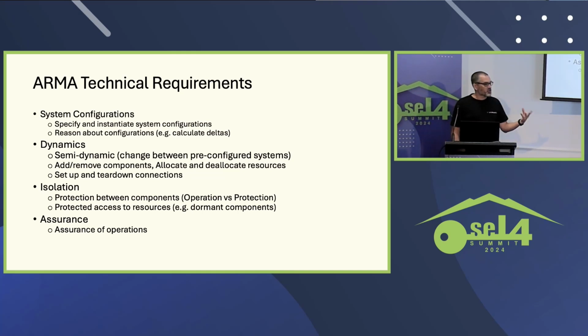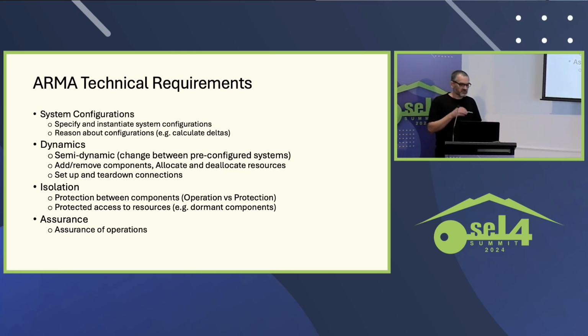So we want to be able to add and remove components and do the resource allocation and deallocation that requires, right? When we're adding an application, we need to allocate a whole bunch of resources for it. When we remove it, we need to take those resources away. And we need to be able to do that with connections between components as well, right? When we add components that are connected, we need to create those connections. But when we change components or update them or remove them, we need to be able to remove the connections.